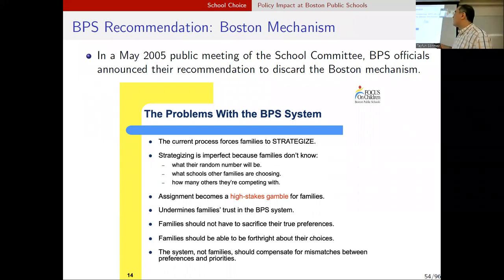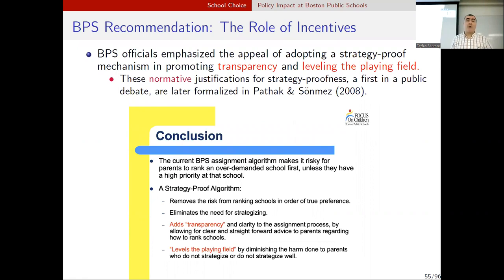So what is the problem with the Boston mechanism? It forces families to strategize. That's not good. It makes it a high stakes gamble for families and undermines families' trust in the system. Families should not have to sacrifice their true preferences. The system, not families, should compensate. That means we have to create a secure environment to reveal preferences, right? Parents shouldn't need to hurt their brains. Now, the BPS officials emphasized the appeal of adopting a strategy-proof mechanism in promoting transparency and leveling the playing field.